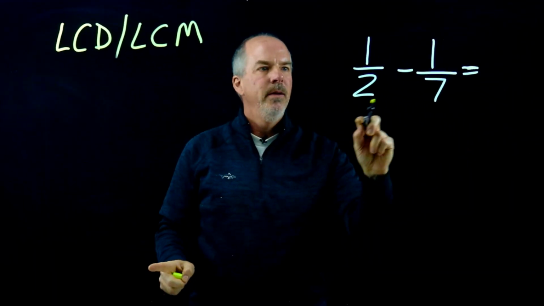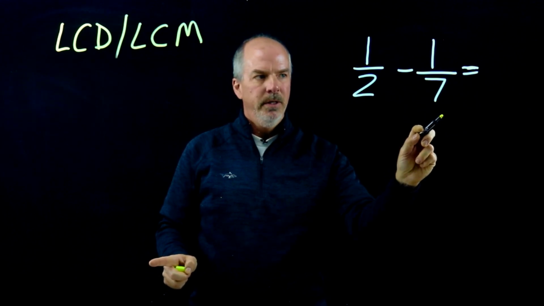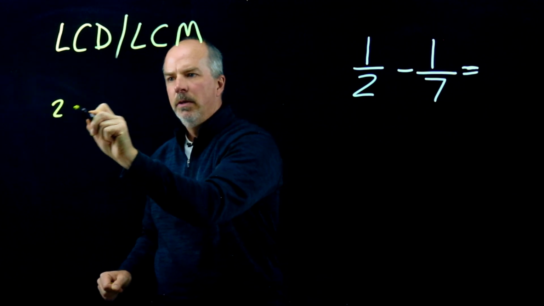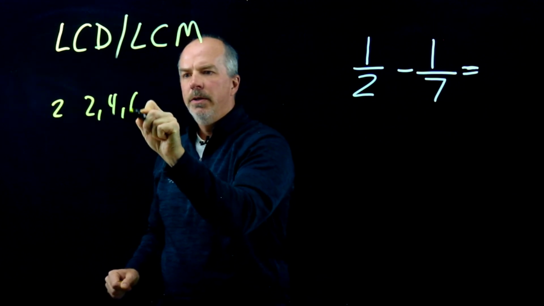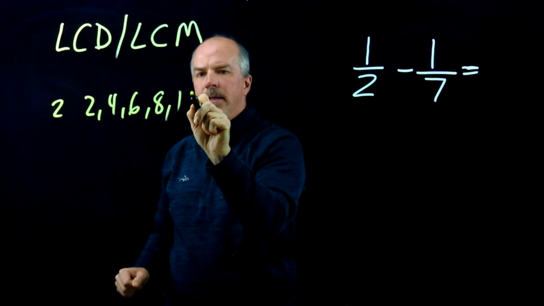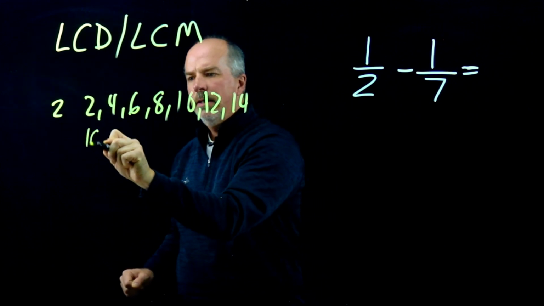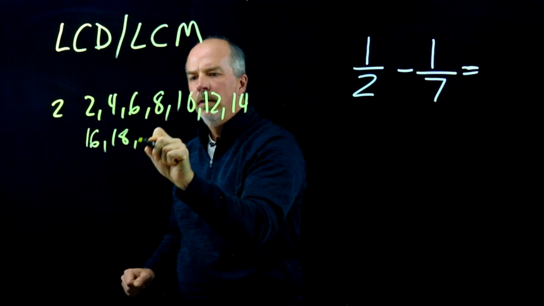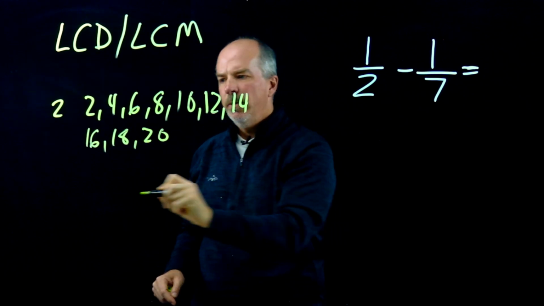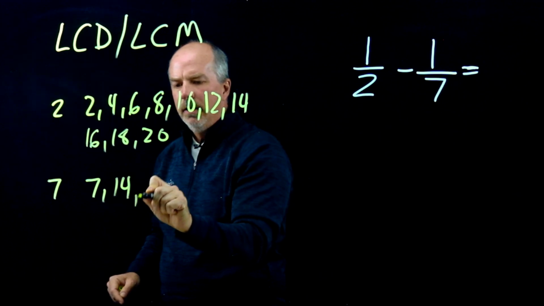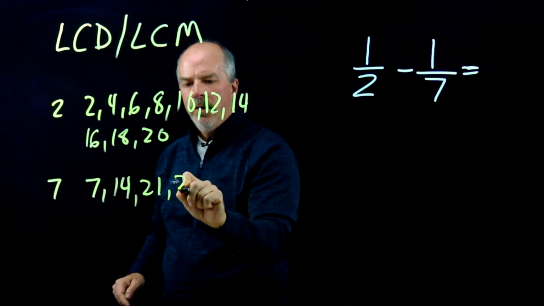Okay, 1/2 minus 1/7. All right. Let's list the multiples of 2: 2, 4, 6, 8, 10, 12, 14, 16, 18, 20. Multiples of 7: 7, 14, 21, 28.